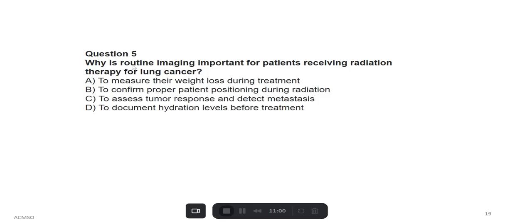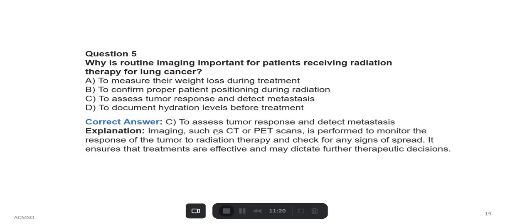Question 5. Why is routine imaging important for patients receiving radiation therapy for lung cancer? A. To measure their weight loss during treatment. B. To confirm proper patient positioning during radiation. C. To assess tumor response and detect metastasis. Or D. To document hydration levels prior to treatment.